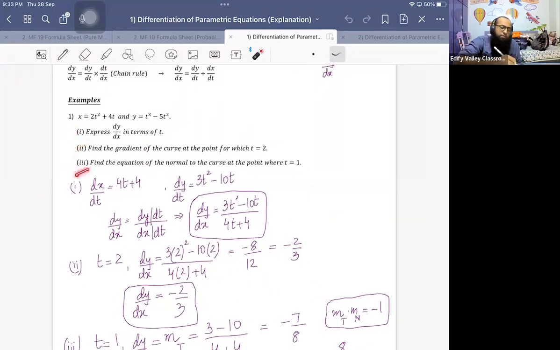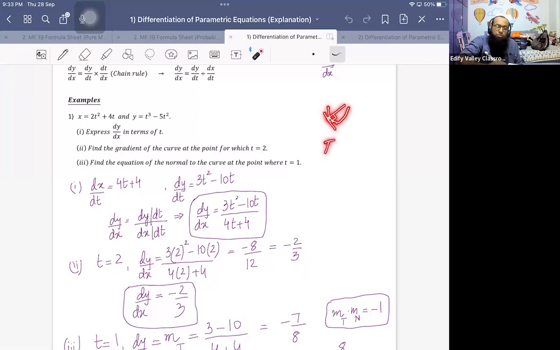In part number 3, we are told to find the equation of the normal to the curve at the point where t is 1. We all know that in AS level, we used to find the equation of tangents and normals. To find the equation of the tangent, we find the gradient by substituting the value in the gradient function. The value of dy/dx will give me the gradient of the tangent to the curve. And using the coordinates, I can find the equation of the tangent using the formula y minus y1 equals m(x minus x1).